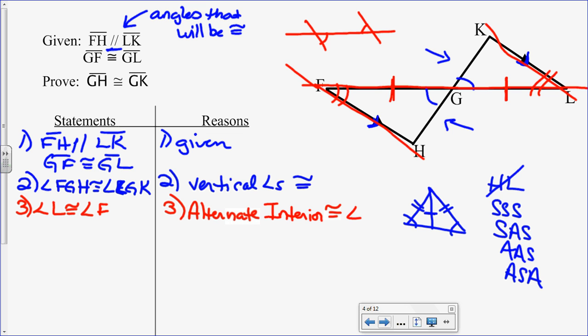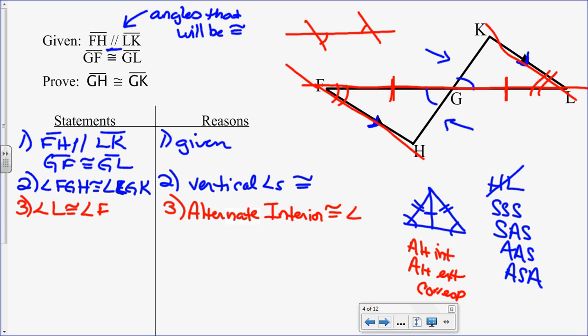Okay? So you have 3 options with parallel lines to prove lines or angles are congruent. One of them is alternate interior. One is alternate exterior. And one is corresponding. Okay?